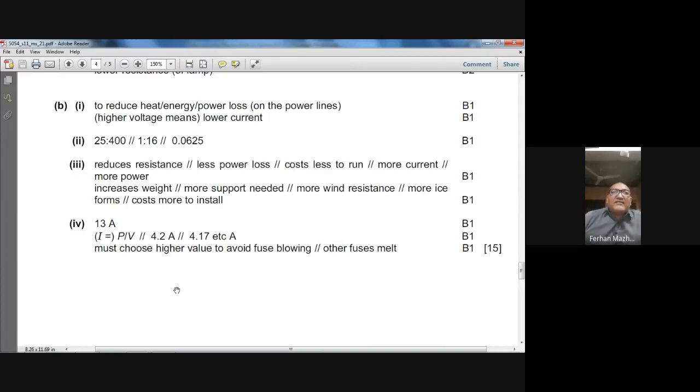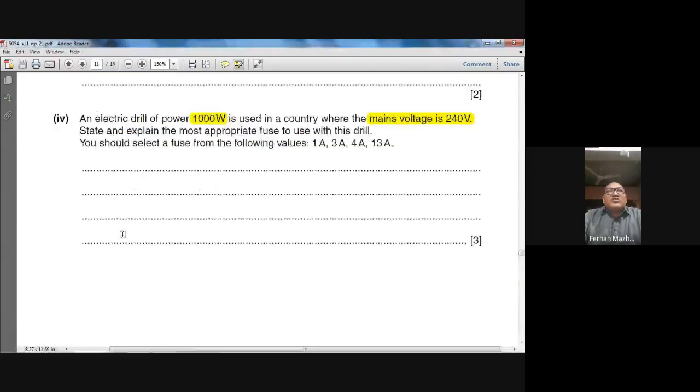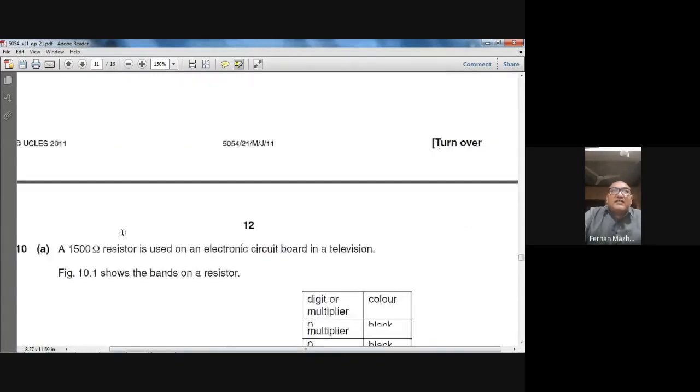And we must choose a higher value to avoid fuse blowing. If you use any other fuse which is less than 4.17 ampere, it will blow. It will overheat. So we can only use the 13 ampere fuse here because we have certain values given. Out of them, only the 13 ampere fuse is the right one to be used here. So it was a 3 mark question. I hope you will be able to write its answer.